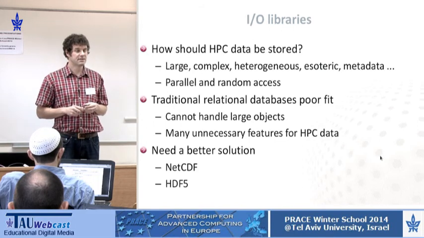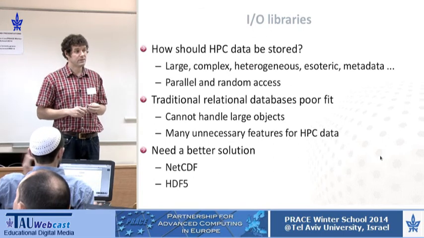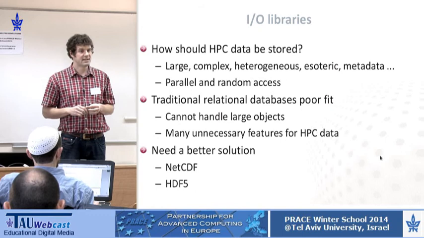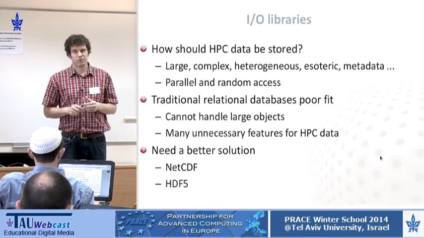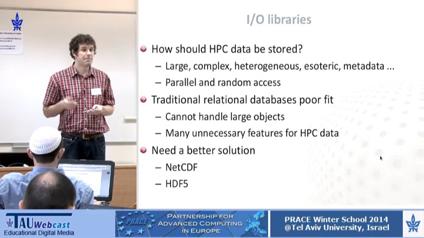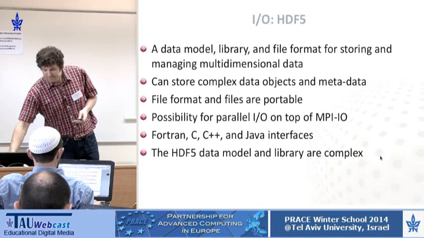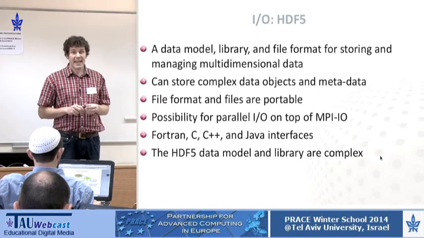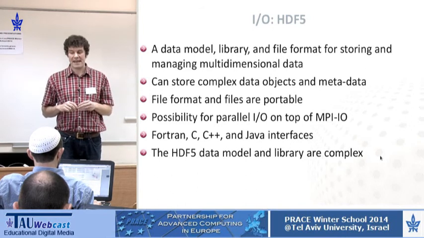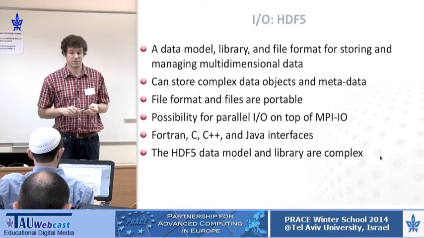Yesterday, we discussed a bit the input and output issues and how to do input and output efficiently with MPI-IO. As mentioned, if the data is something that you also want to utilize later on in an easy-to-use manner, it might be that instead of MPI-IO, it's better to use some of these I/O libraries. One popular option is HDF5, which in a way is both a data model, so there is some hierarchical way to store the data, a library implementation, and also a file format.